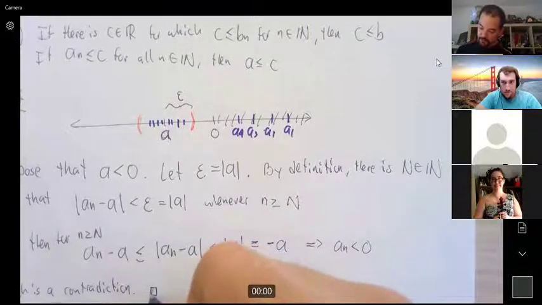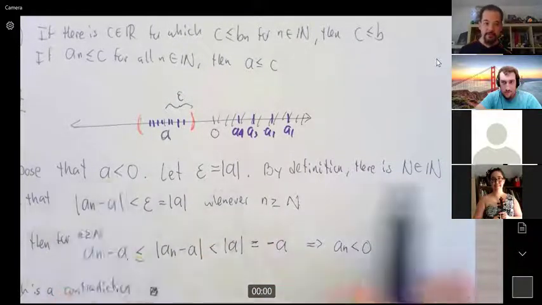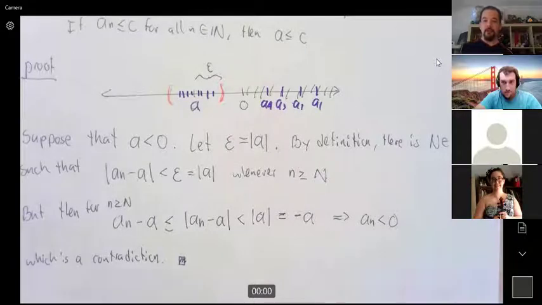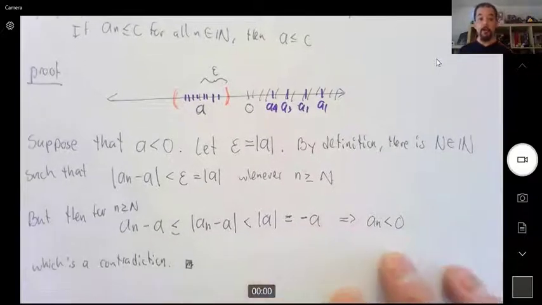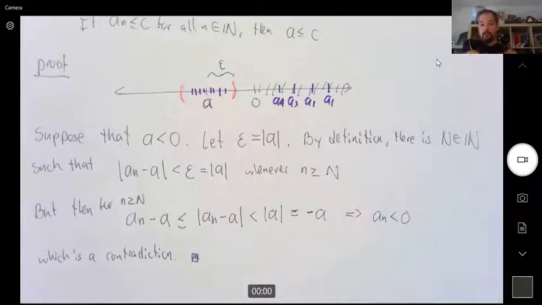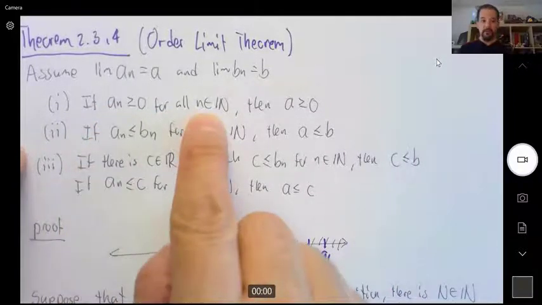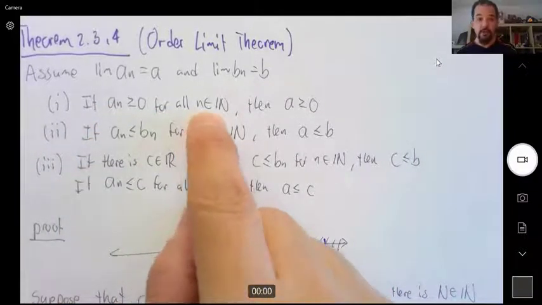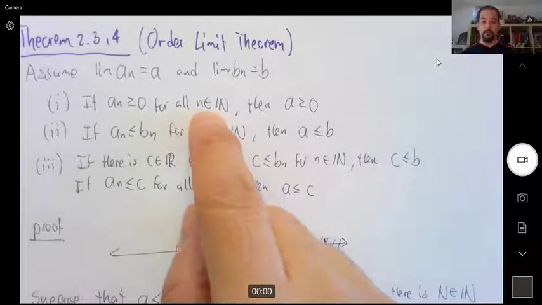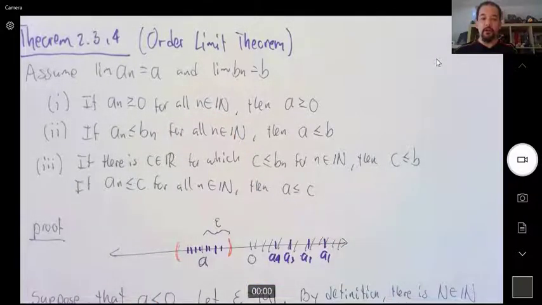Contradiction to what? Well, that we assumed a is less than 0. So it must then happen that a is in fact greater than or equal to 0, the opposite, right? Now, a little remark here. We actually proved more. I don't know if you realized. If we look at our assumption, it says that all the an's are positive. And we don't need that. We don't need that all of them are positive. What we need is that all of them are eventually positive, right?